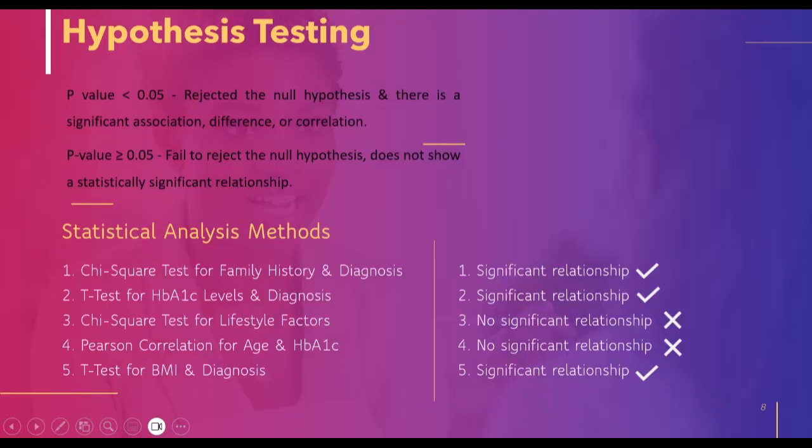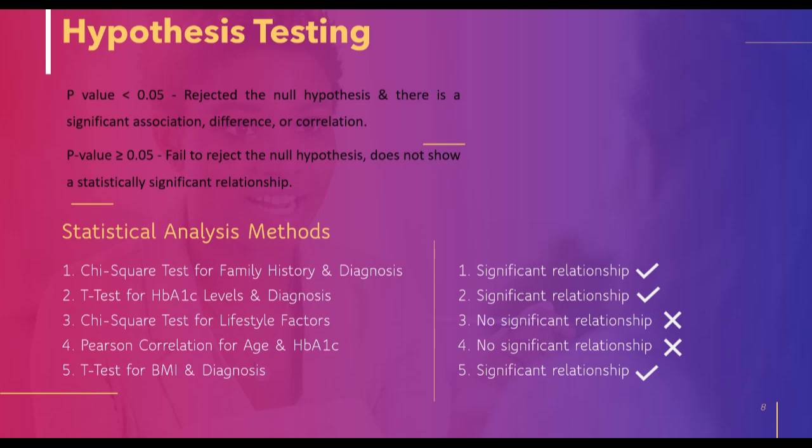Thank you. Let's go over the hypothesis testing for our study. We used a p-value threshold of 0.05 to evaluate statistical significance. If the p-value is less than 0.05, we reject the null hypothesis, which means there is a significant association, difference, or correlation. However, if the p-value is equal to or greater than 0.05, we fail to reject the null hypothesis, meaning there is no statistically significant relationship.